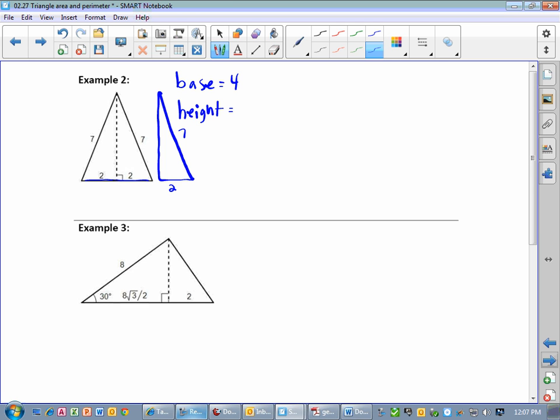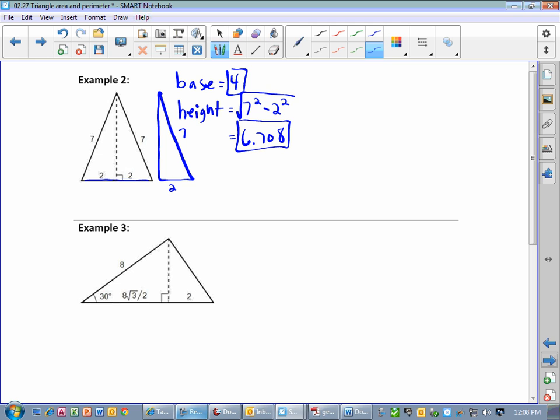Now, are we looking for the hypotenuse here? No, so we're going to find the square root of c squared minus b squared. So 7 squared minus 2 squared. And so we put that into our calculator, the square root of 7 squared minus 2 squared. We evaluate that and we get a height of 6.708.